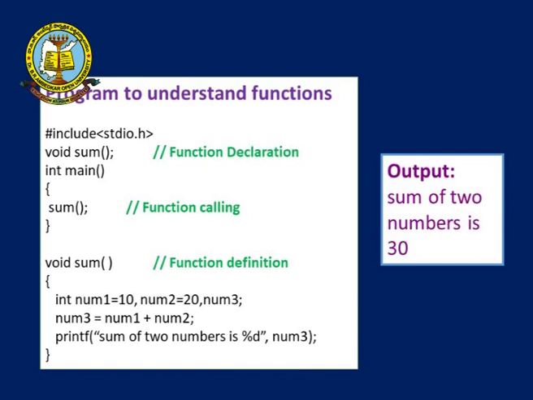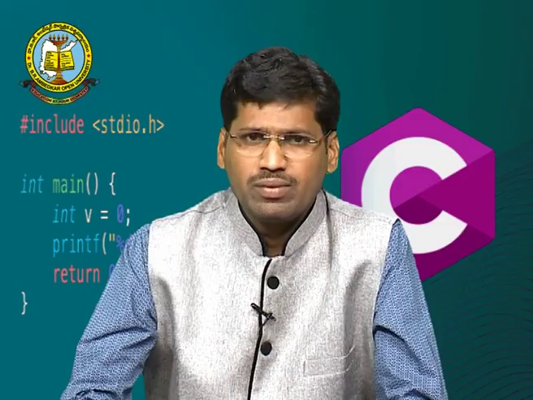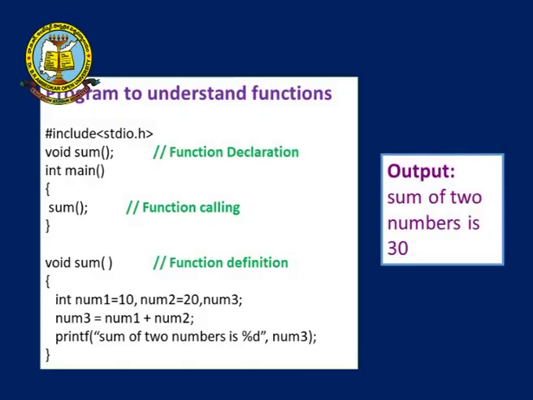One more important point: we must write the function definition outside of the main function. If you observe this program, this is the starting point of main, this is the ending point of main. After the main function, we must write the function definition. In the function definition, we must write the main logic of that task. So, here our task is to find the sum of two numbers.